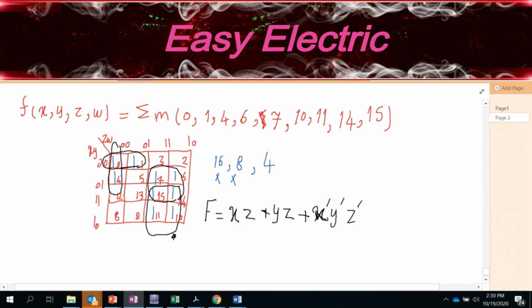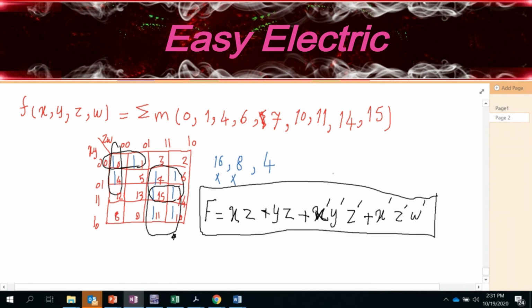And for the next one, which is the last one, x is 0, 0, should be x prime. The y is 0, 1, gone, and the zw for this group is also z, so it should be z prime w prime. Okay, so this is the simplest form of the function.